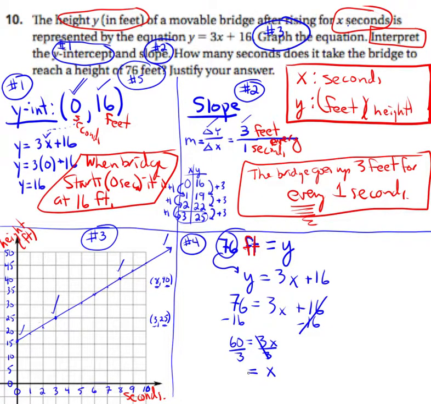And remember, what is x? 20 is our answer, is the number, and our x is seconds. So I'm going to change to my labeling. So it takes 20 seconds for the bridge to get to the height of 76.